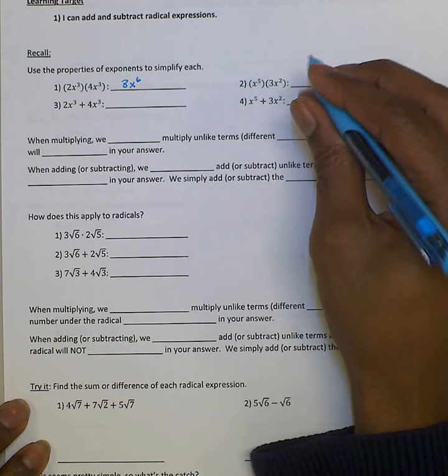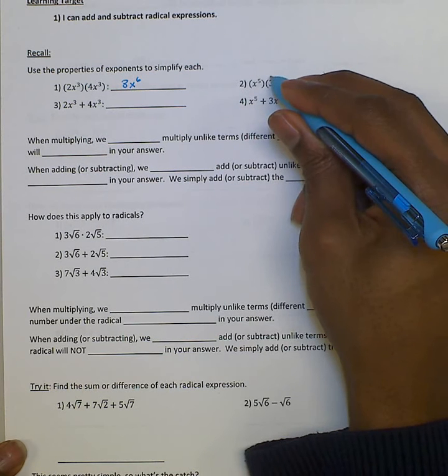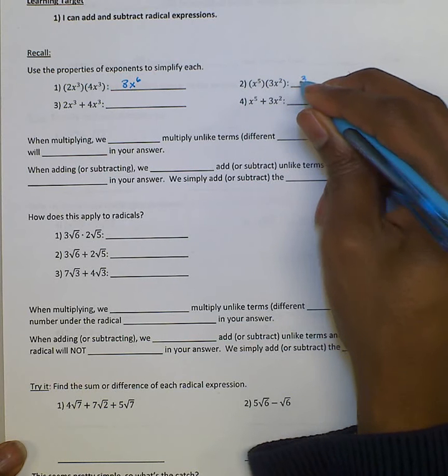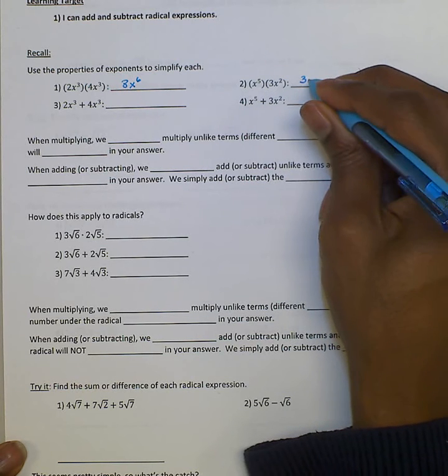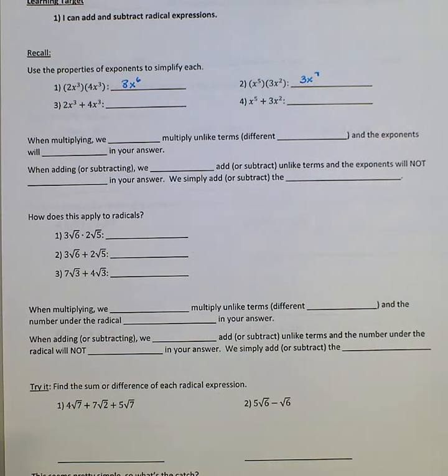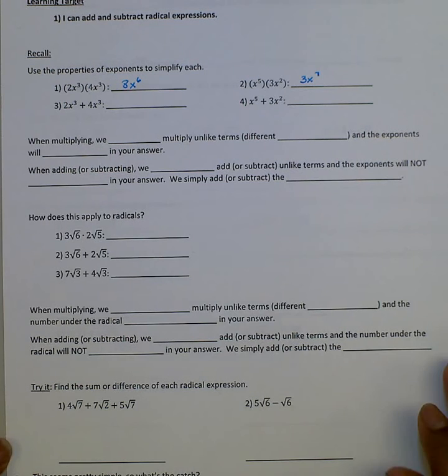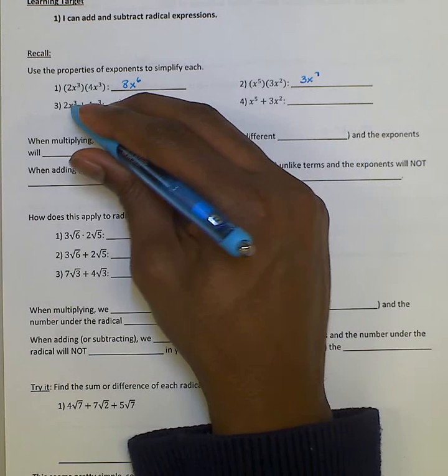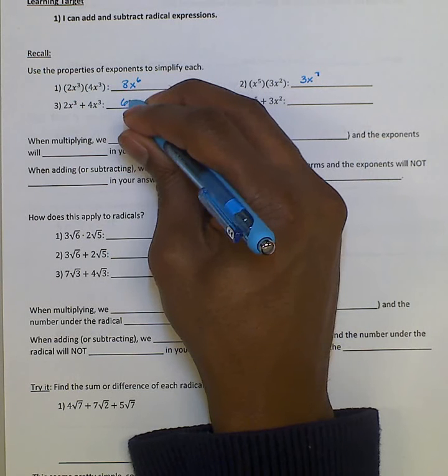Number 2, we have 3x squared times x to the 5th, so I have 3 times that 1, which is 3. X to the 5th times x squared gives us x to the 7th. Now when we're adding these, 2x cubed plus 4x cubed, I can add these together because they are like terms, so I get 6x cubed.